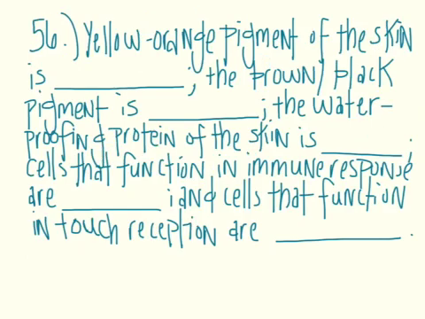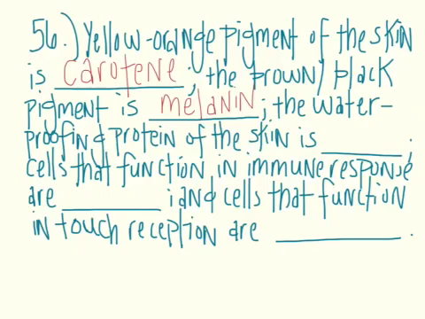Question 56 has a lot of blanks here, so a lot of questions are going to come from this one. So it says yellow-orange pigment of the skin. It is known as carotene, so think of like carrot, carotene. The black-brown pigment is melanin. You have a waterproofing protein in your skin, and that is known as keratin. So try not to get keratin and carotene confused.